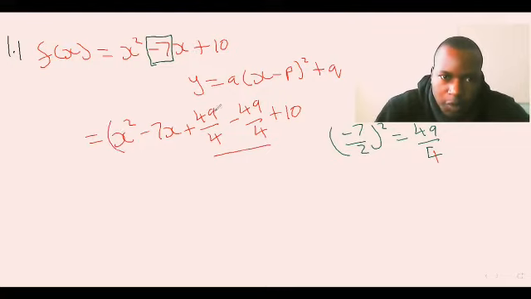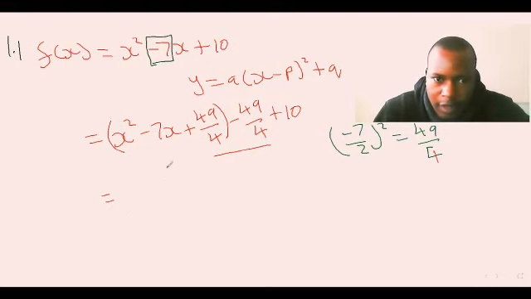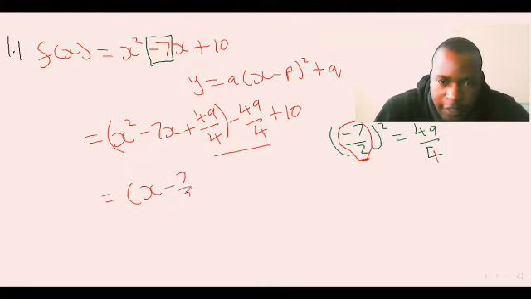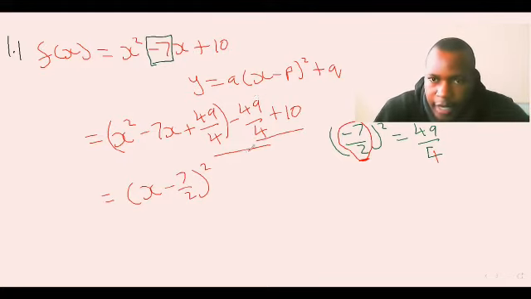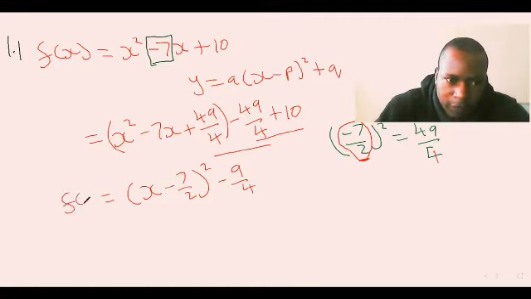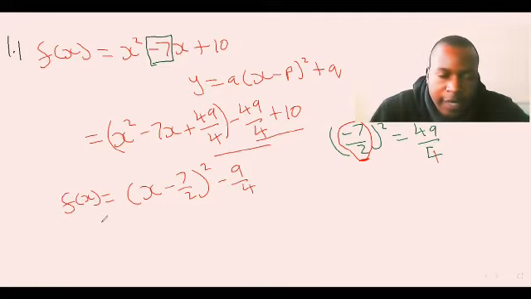So you can then take this portion over here and make a perfect square with it. The perfect square there would be x minus 7 divided by 2, squared. Then you would simplify what you are left with, which in itself will give us a negative 9 divided by 4. So this would be what f(x) would be in the turning point form.